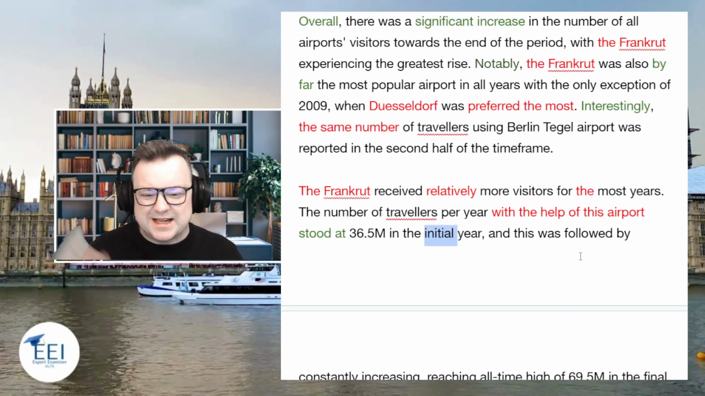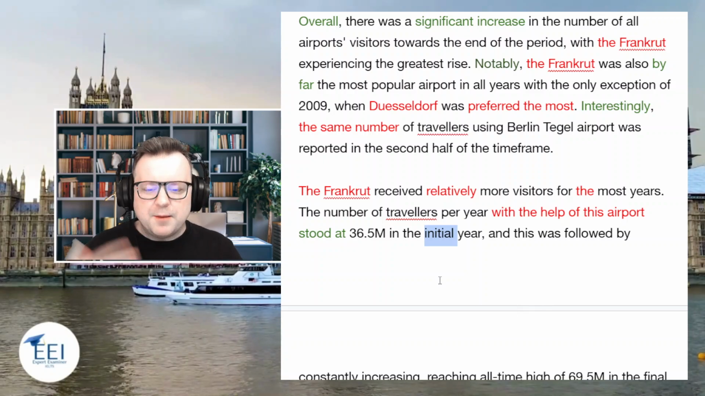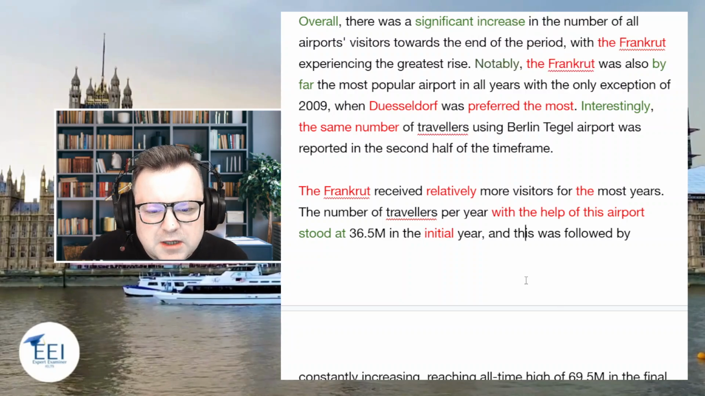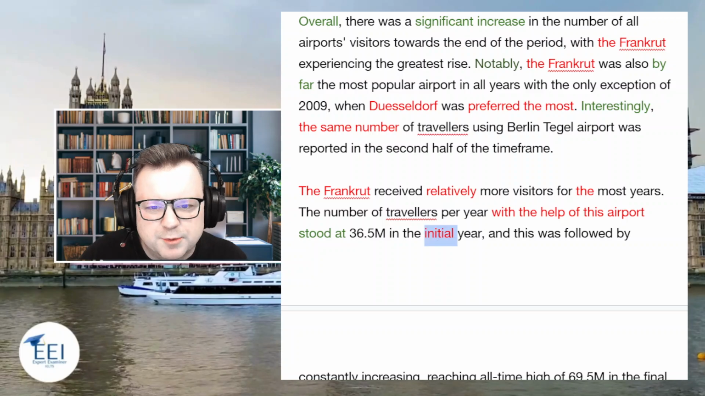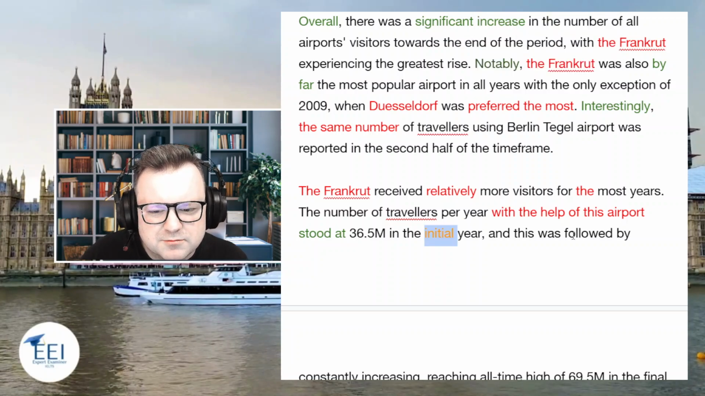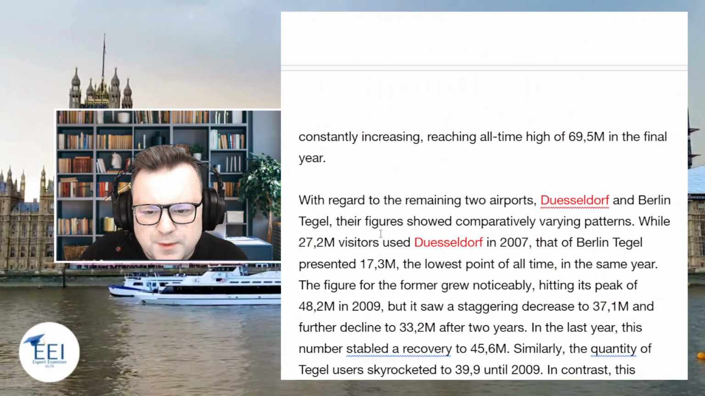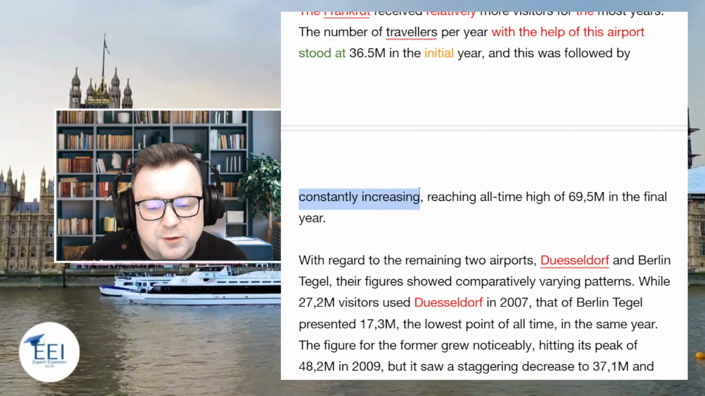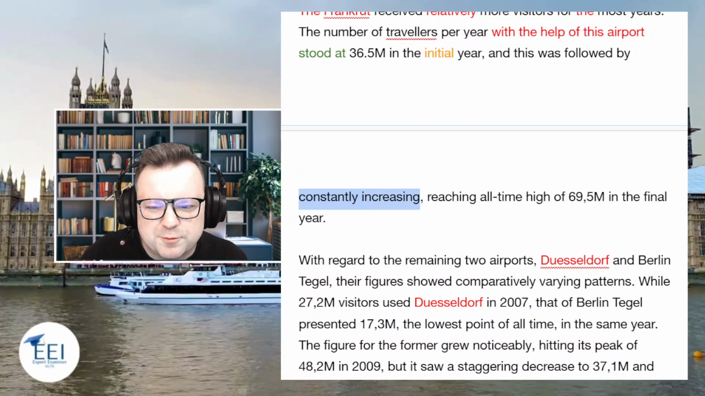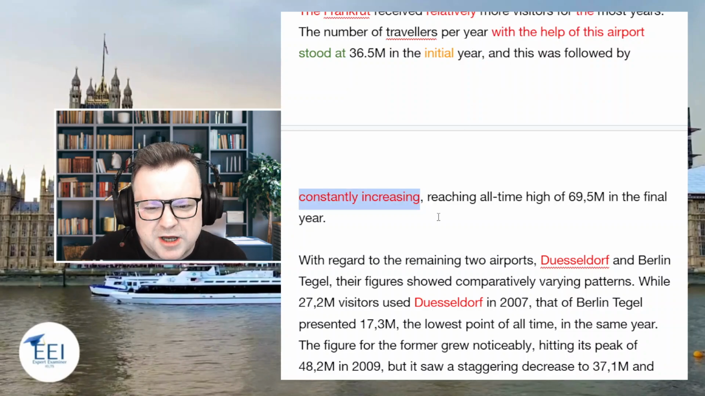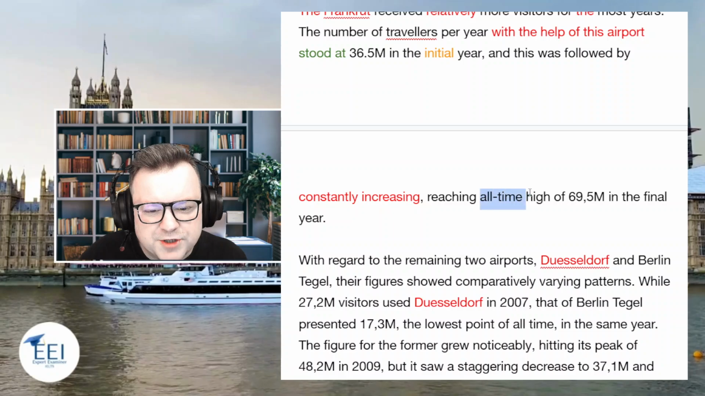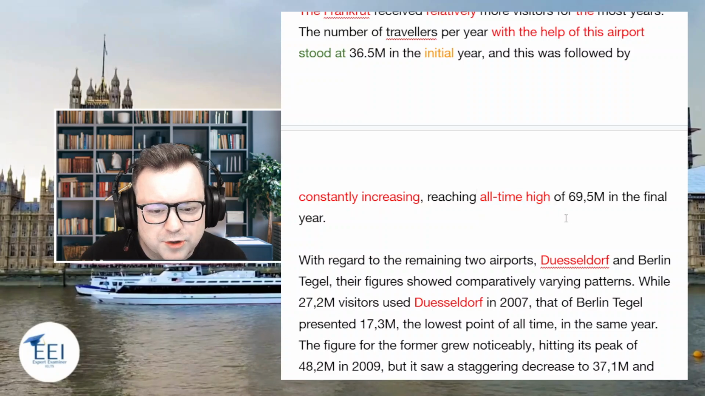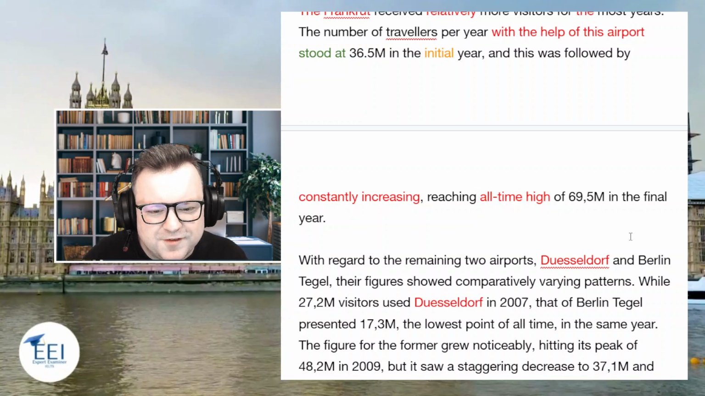We want to be as clear for the reader as possible. And by stating 2007, great. It's clearer than the initial year. Initial isn't terrible. Certainly not terrible, but yeah. "And this was followed by constantly increasing, a constant increase or a progressive increase." I don't know, followed by constantly increasing just sounds unnatural. "Reaching an all-time high." Good use of all-time high, but we need that article: an all-time high of 69.5 million.